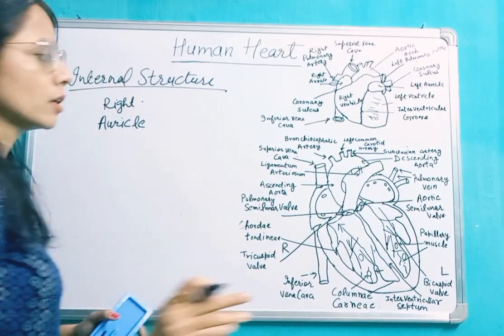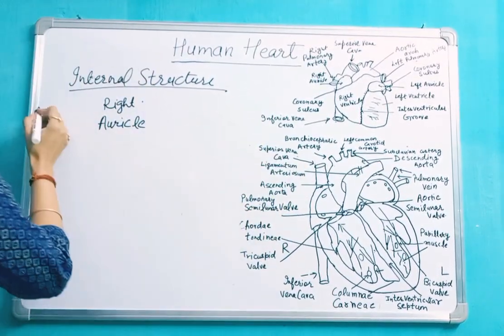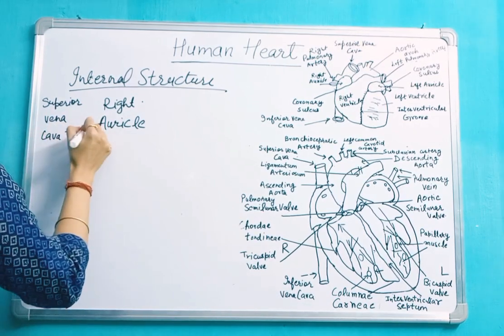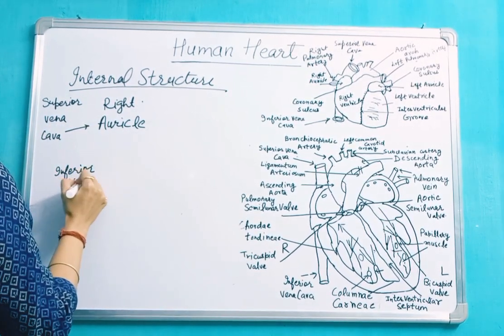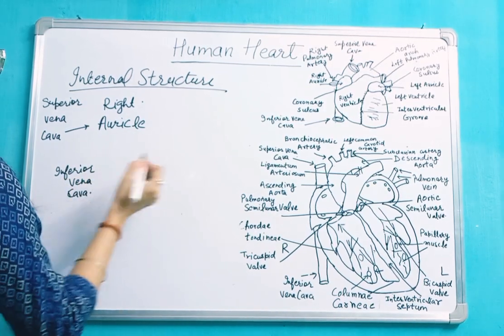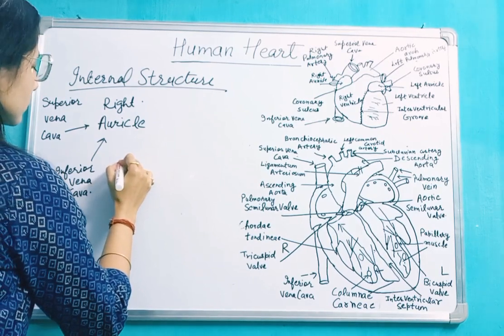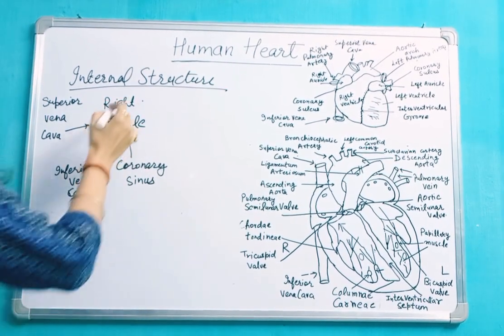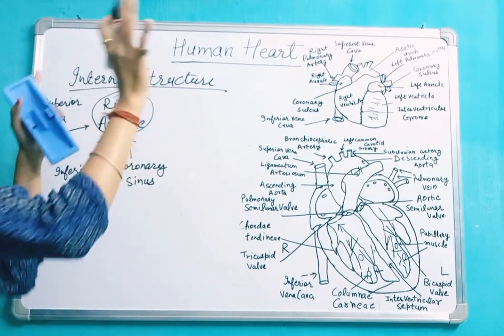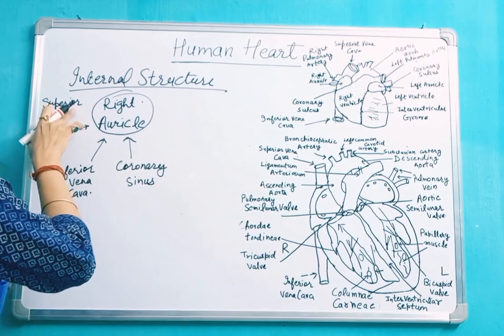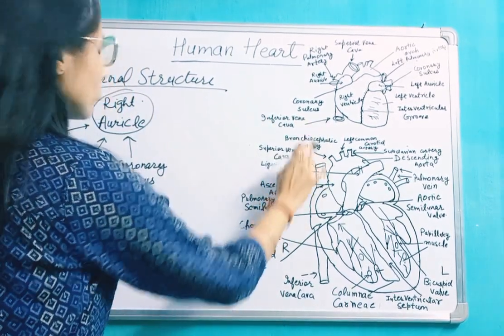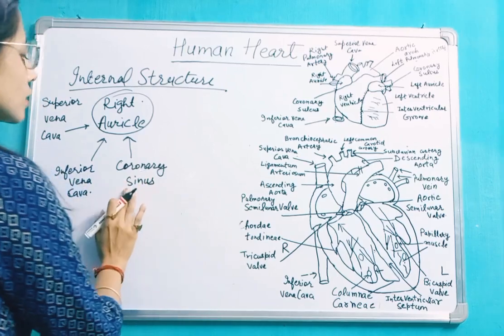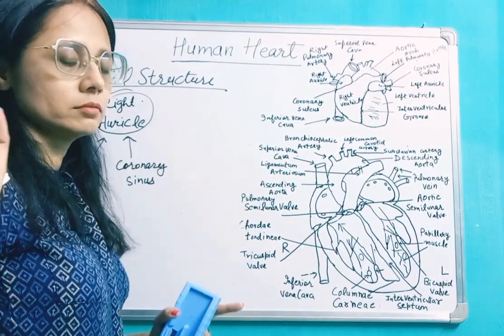The right auricle receives blood from your superior vena cava, inferior vena cava, and coronary sinus. So your right auricle receives blood from different parts of the body. Superior vena cava brings blood from the upper part of the body, and inferior vena cava brings blood from the lower part of the body, whereas your coronary sinus brings blood from your heart walls.